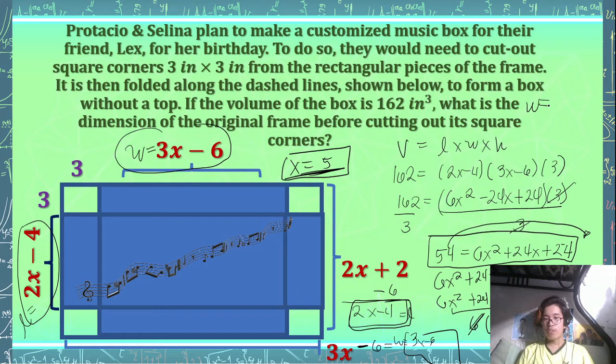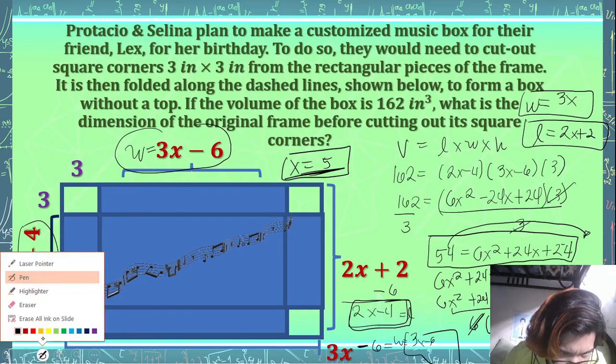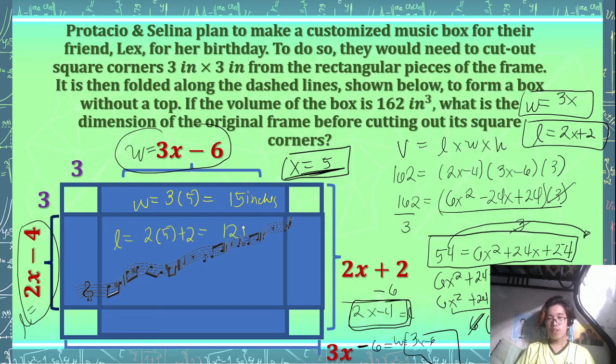The original width, which is equal to 3x. And we can now get the original length, which is equal to 2x plus 2. Now that we know that x is equal to 5, let's use yellow. The original width is going to be equal to 3 times 5. So that's just going to be equal to 15 inches. And how about the length? The length is just going to be 2 times 5 plus 2. So that's going to give us 12 inches.